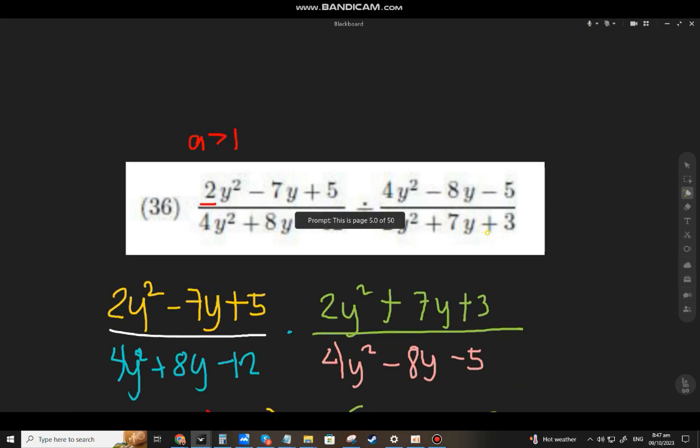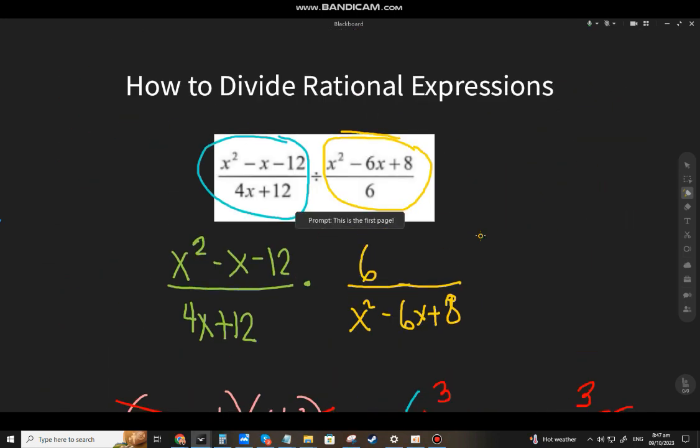Crazy, right? Anyway, that's the end of the lesson on how to divide rational expressions.